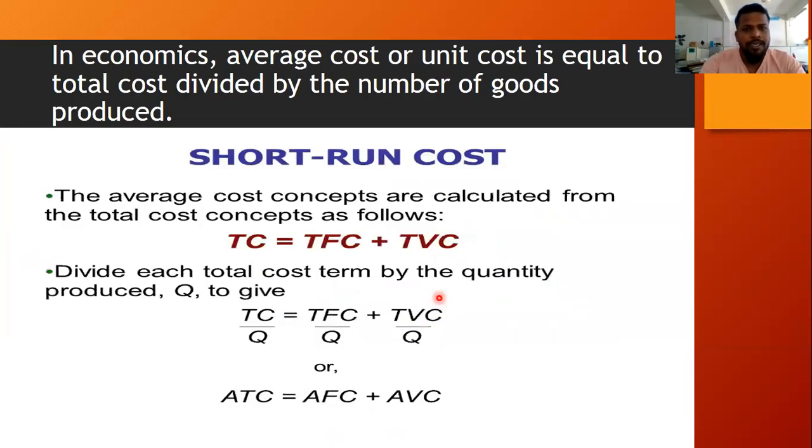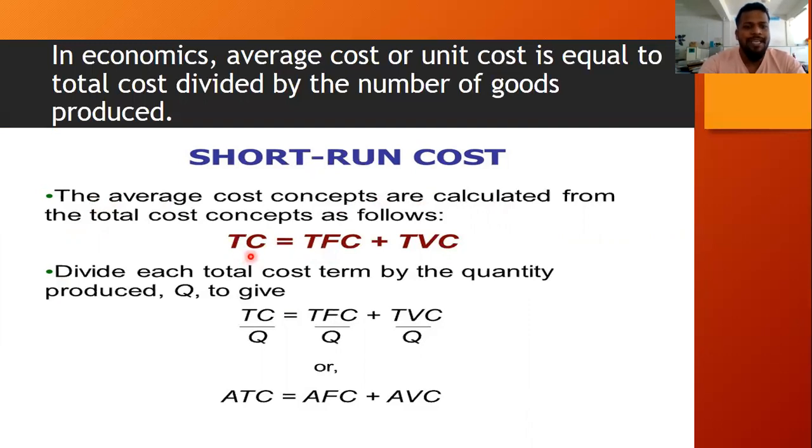So here comes the important part. Here a little bit of attention is needed. Now we are going to discuss average cost. In economics, average cost or unit cost is equal to the total cost divided by the number of goods produced, or we can say total cost divided by the number of units produced. Average cost concepts are calculated from the total cost concept. From the total cost concept, how can we calculate the average cost?